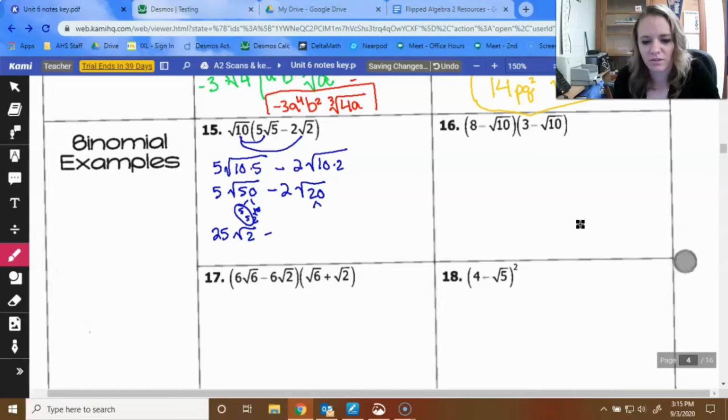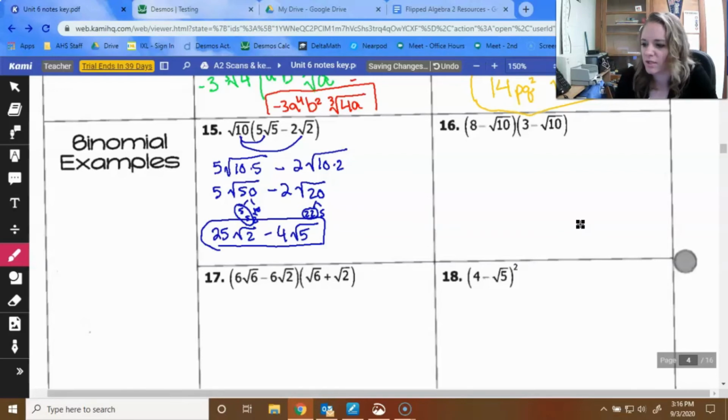Minus, alright, 20 is 2 times 2 times 5. So a pair of 2's will come out, giving me 2 times 2. This single times this one is 4. Radical, what's left is 5. And, yep, still cannot combine them, but interesting how they switched. This one became radical 2, and this one became radical 5. So I cannot combine them, so I just leave it like that. And that is the answer.